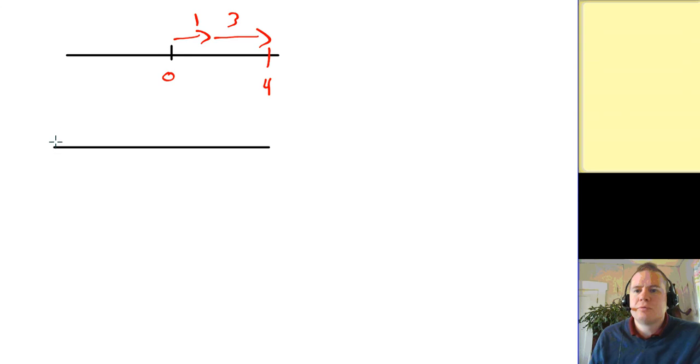If I have two numbers, each going in the same direction, say 1 and 3, that's the sum. That's what it means to be the sum. I'm getting 1 and 3 more. That's a total of 4. Or going in the reverse direction, back up 1, back up 3 more. That total is 4. So 1 plus 3 is 4.